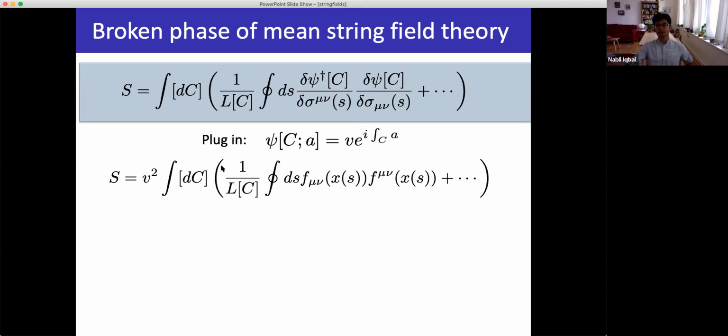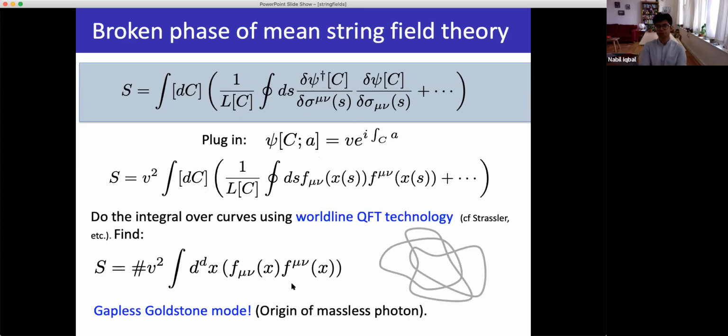But now we can do this integral over curves. This is a normal problem in world-line quantum field theory, and there is technology to do that. If I do that integral over curves using, for example, the techniques that Matt Strassler and company developed, what you end up finding at the end of the day is that the effective action for this degree of freedom A is just f squared times a number. So you end up getting, as claimed, a gapless Goldstone mode.